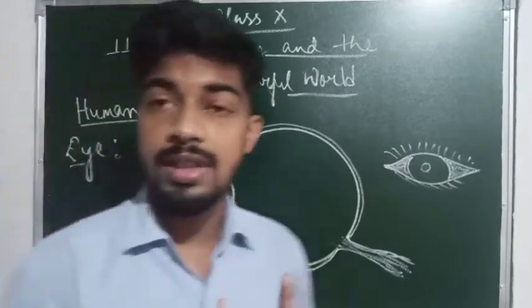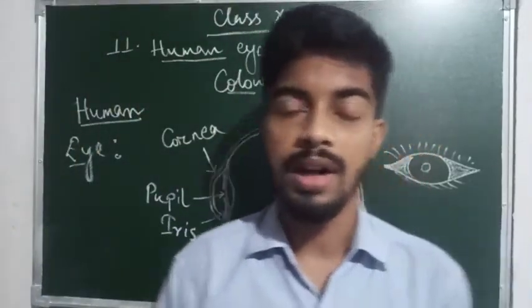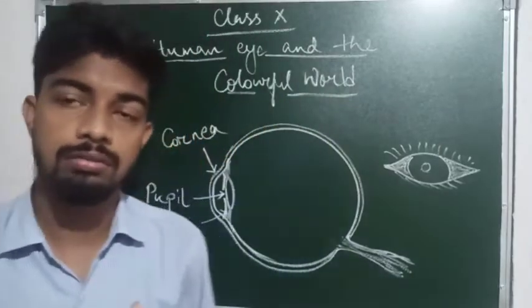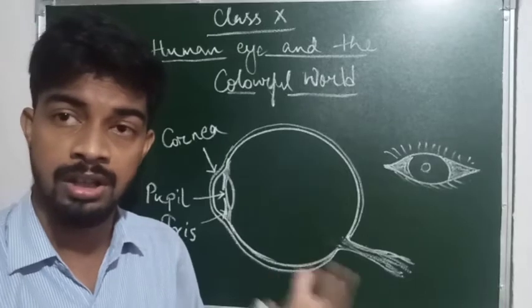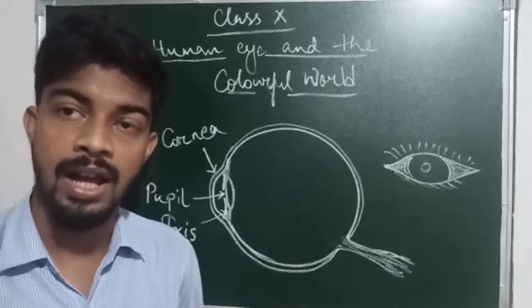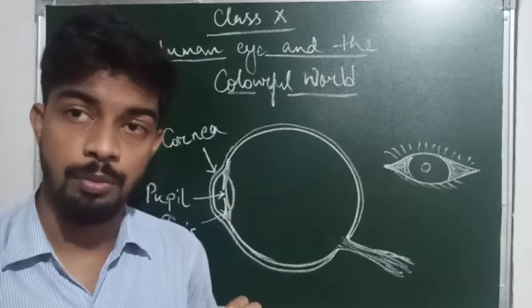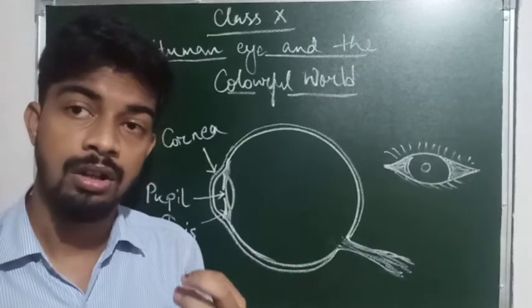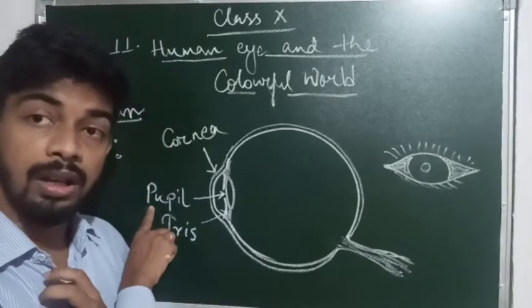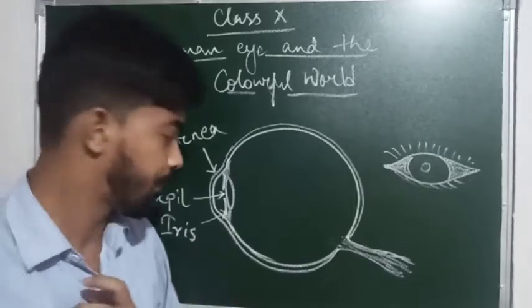Pupil controls how much light will enter into our eye, because whatever we see, whatever color or whatever object we see outside near us, that is because of the eye and because of the light reflected by the object. So the amount of light, how much the light will enter, is controlled by the pupil, and the size of the pupil is controlled by the iris.